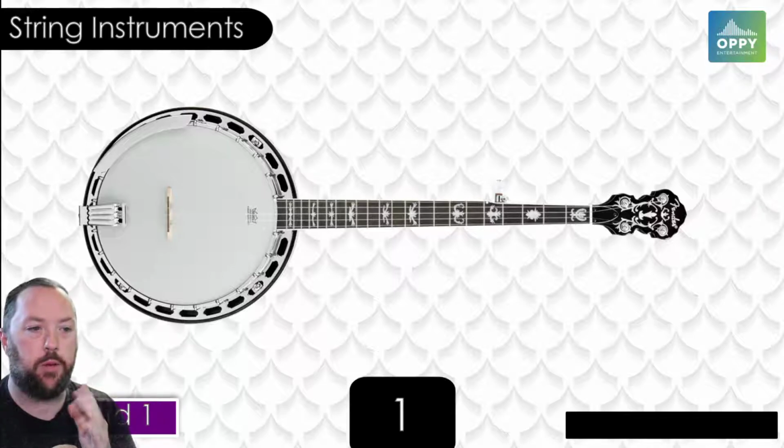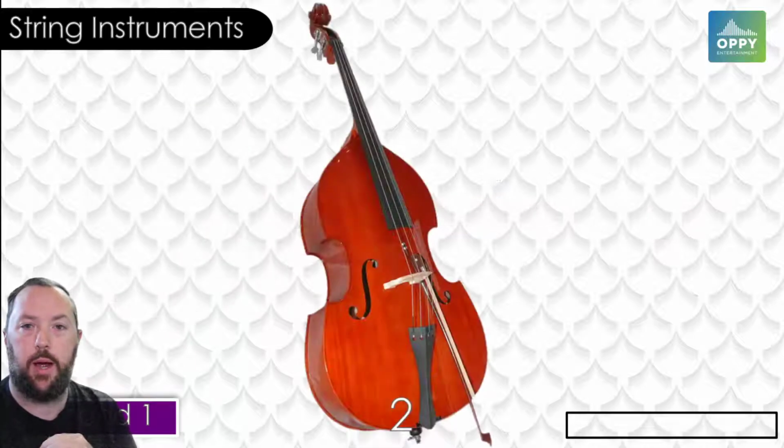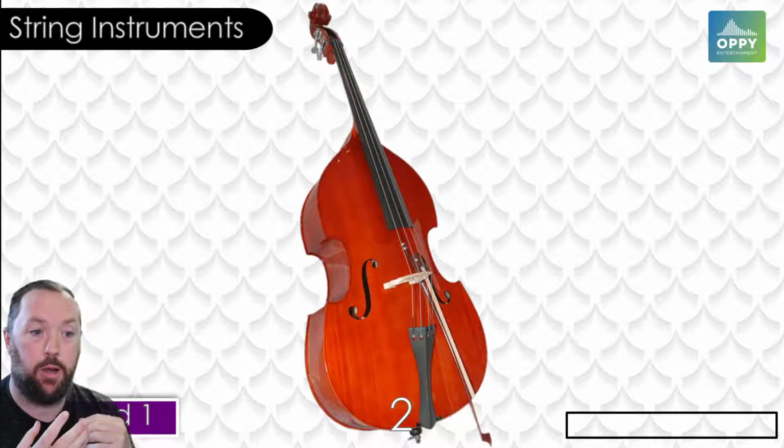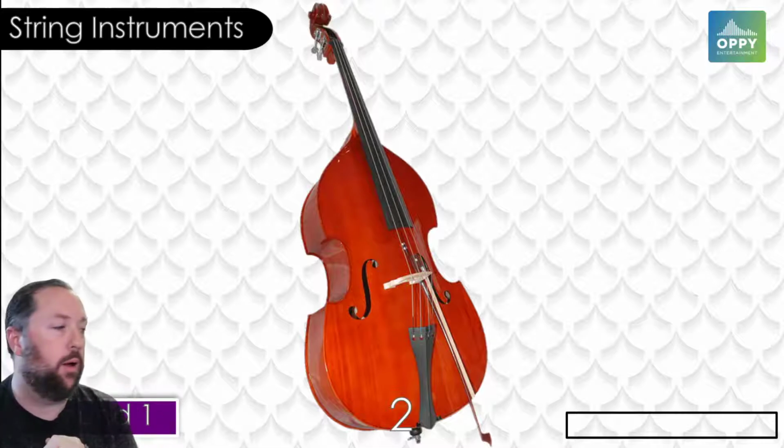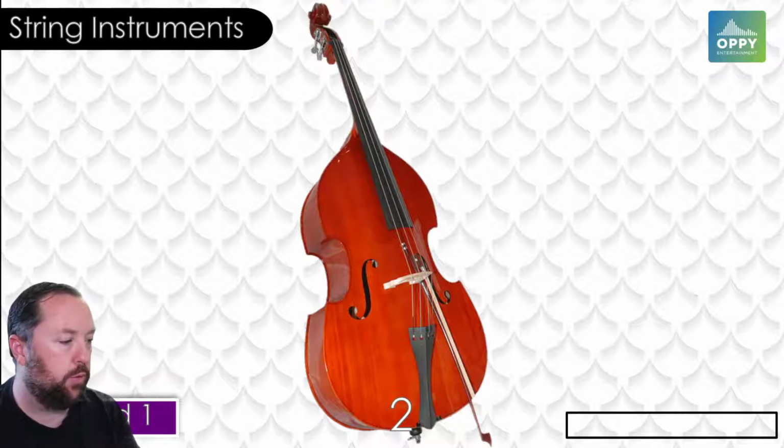Teams know then it's moving, it's disappearing, and the next picture's coming out. Here's number 2. Now, is it a double bass? Is it a cello? These teams will argue, and then they'll write an answer down. So I'm going to skip through now until the end of the round.